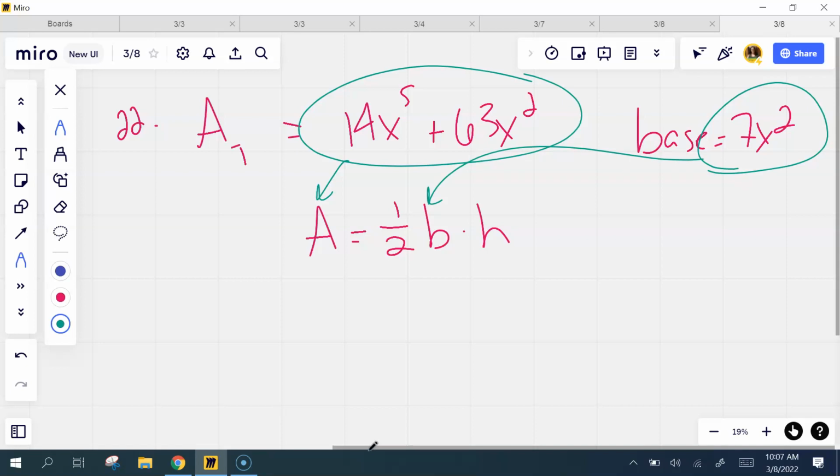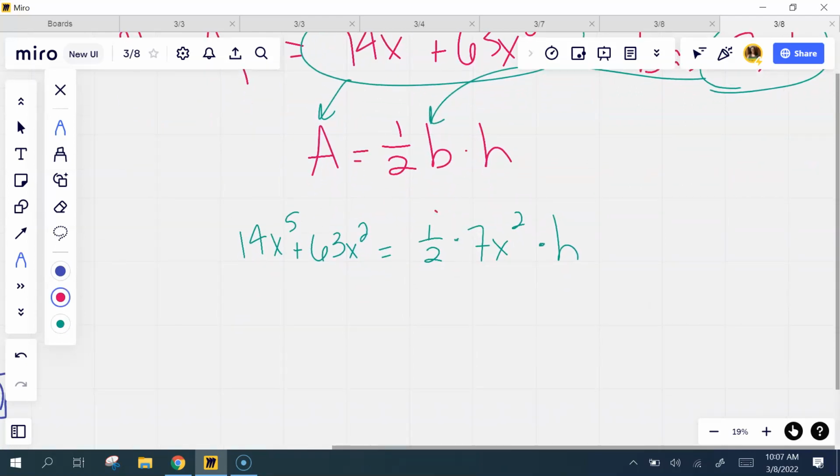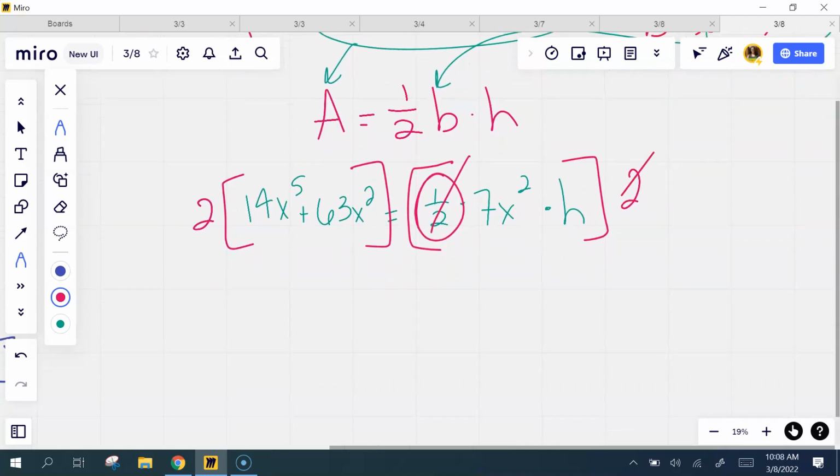Do we all agree? So let's just plug in what I know. I know the area is this. I know the base is 7x squared. Can you solve that for h? I hope you can. I'm going to get rid of this first. So yes, divide, or maybe it might be easier if I multiply it by 2, right? And if you put the 7 and the half together and then multiply by the reciprocal of that, that's okay too. I'm just showing you step by step here. If you multiply both sides by 2, the half goes away and I end up with 28x to the 5th plus 126x squared.